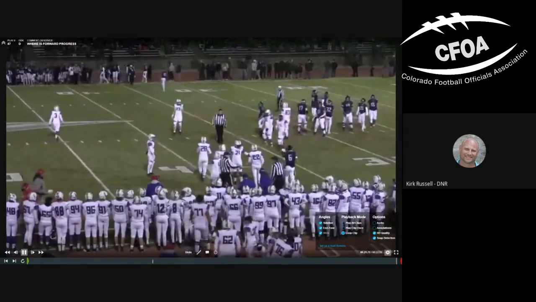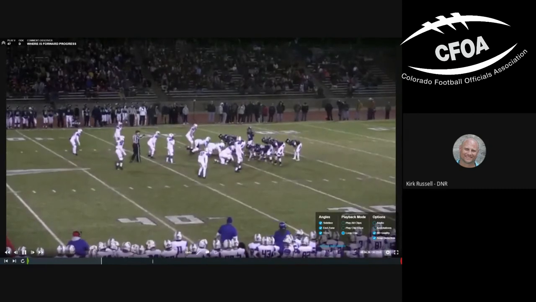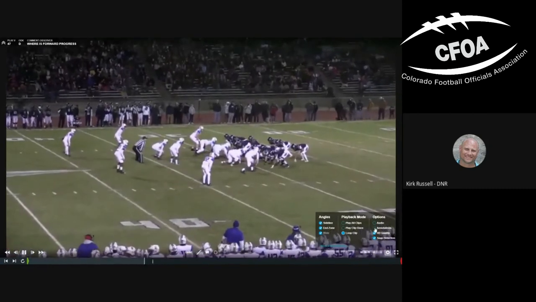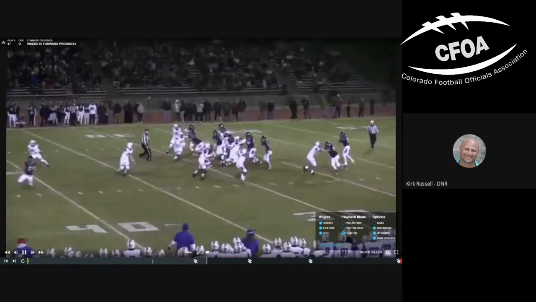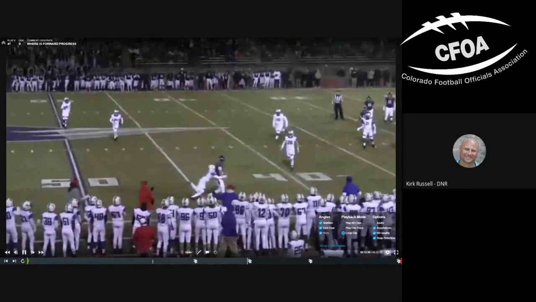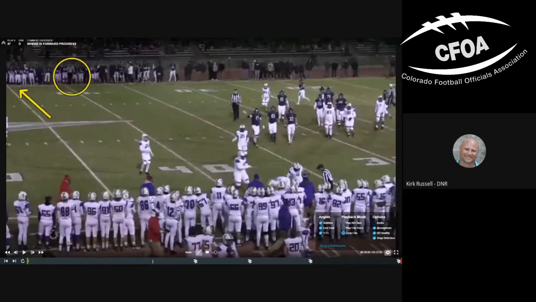And we come up and we really have no idea where that forward progress spot should have been. And I hang that on that far official for not being where he needs to be. Now, as an umpire, not only do I want that far official to be at the forward progress spot, I'd like to hear from him.